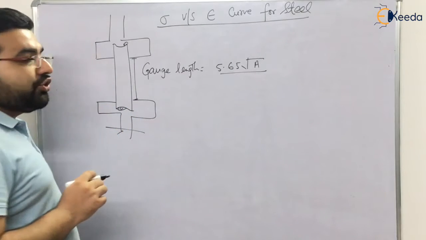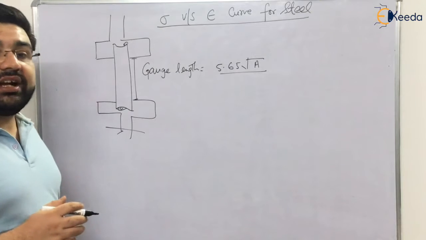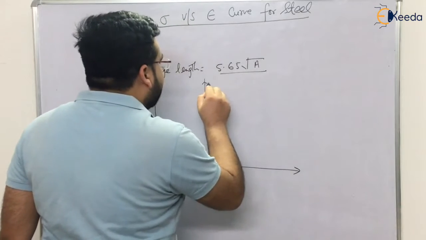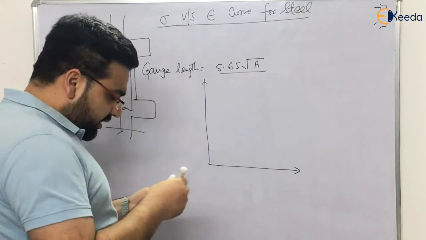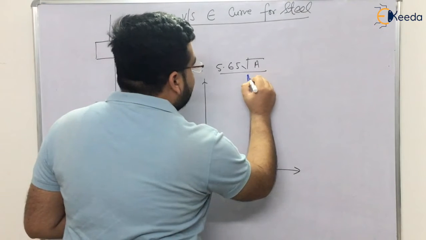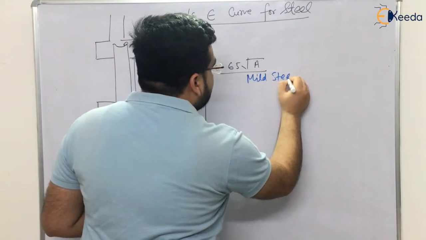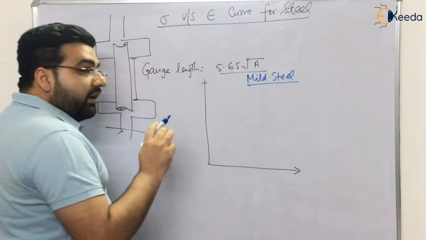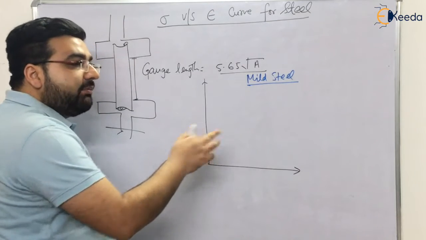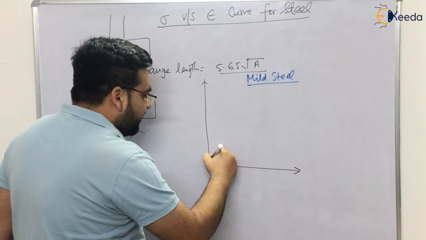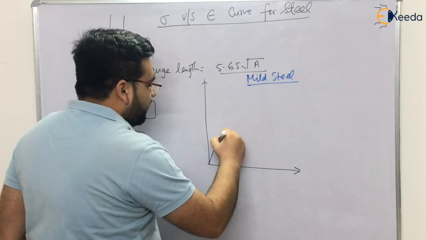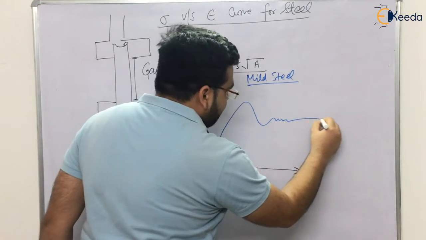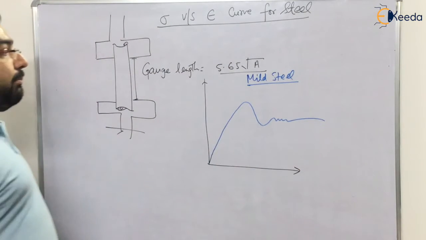At that time, you draw the graph between stress and strain. So how do you get the graph? First of all, let me show you the graph for mild steel. For mild steel, you get a graph like this. In books, initially it has been given as straight, but it is not actually straight. It is like this, a little bit parabolic. After that, you get a peak like this, and after that, like this. This is the graph for mild steel.